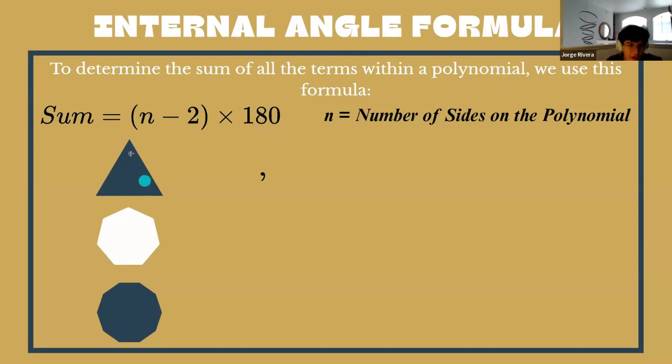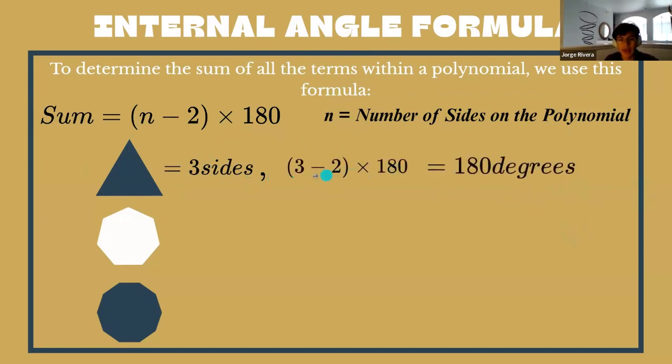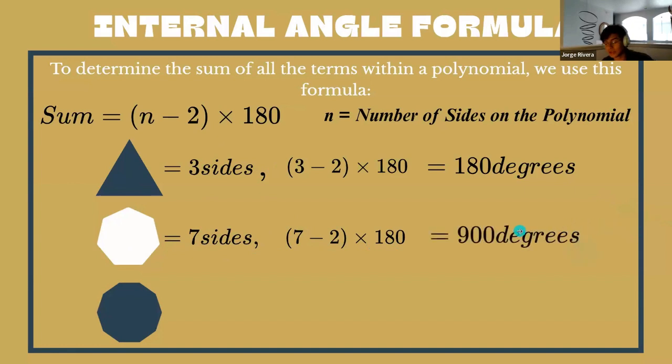So let's go ahead and try this for the triangle, right? We have 3 sides, right? And so we just plug it into this formula. So it'd be 3 minus 2 times 180. And so 3 minus 2 is 1, and it's going to be 180 degrees. And then here we go. We have this heptagon, right? We have 7 sides, and then we're going to plug it into this same equation. It's going to be 7 minus 2 times 180 degrees, and then that's going to give us 900 degrees.